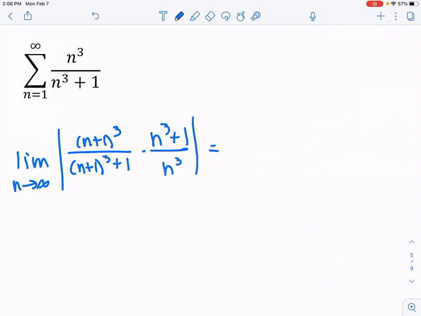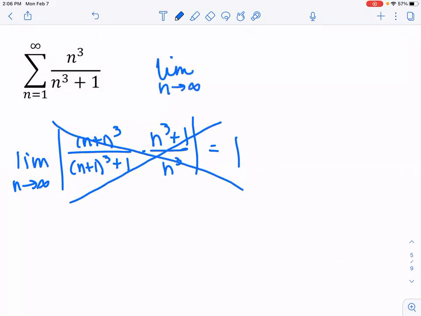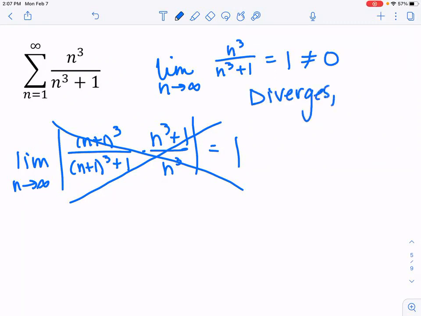If we try the ratio test, what's our limit going to be? I have n cubed, blah, blah, blah, times n cubed, blah, blah, blah. What we have is n to the 6th over n to the 6th. The ratio test is inconclusive. But why would we use the ratio test when we can use the nth term test? Our limit does not equal 0, so this diverges by the nth term test.